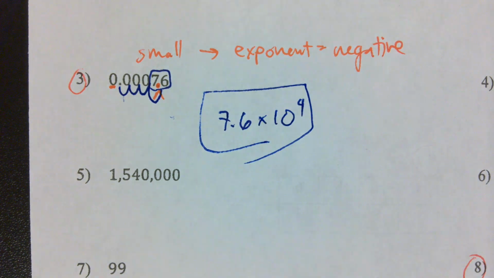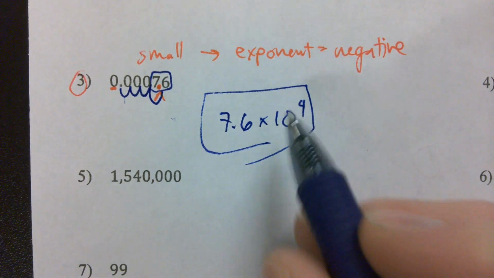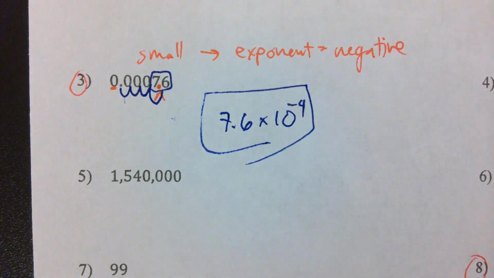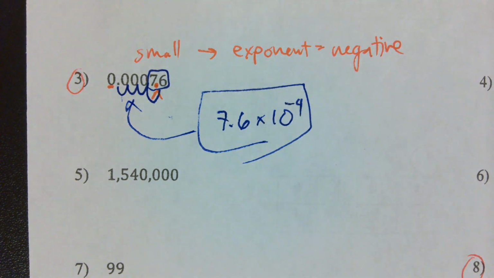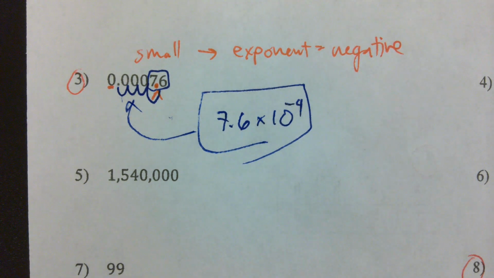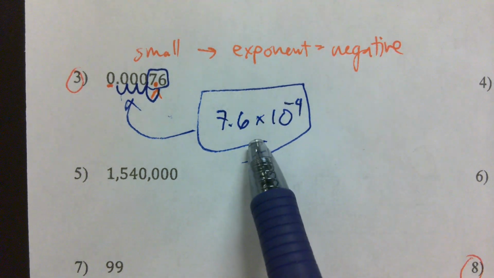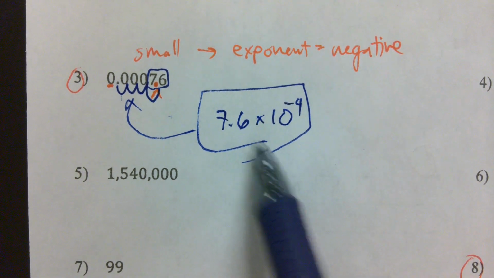So there is my answer, right? What's wrong with it? That's right. My exponent here should be negative because, again, we've got a small number. Small number, negative exponent, always. Anybody get 7.6 times 10 to the negative 4th? Does that look good? Good, okay.